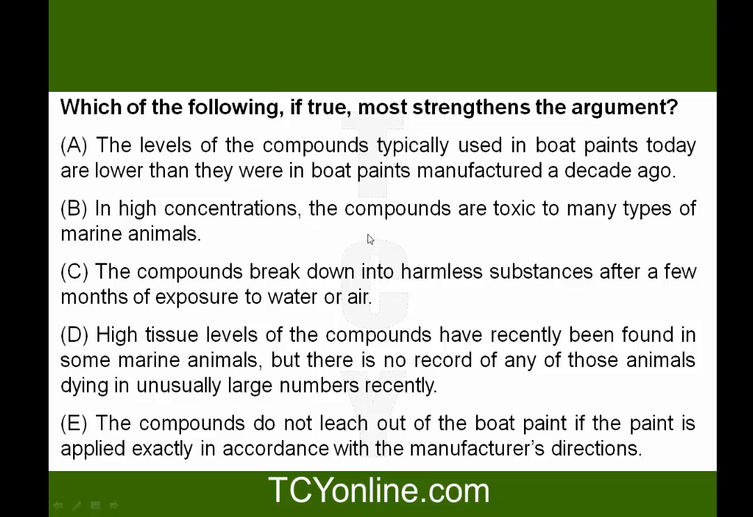Now let's see. In high concentrations, the compounds are toxic to many types of marine animals. The whole passage talks about how dolphins get infected. Nothing is discussed about marine animals. Most often in GRE or GMAT reading comprehension or critical reasoning questions, a causal relationship is discussed in the passage or argument, but you will definitely find an answer choice which talks about some sort of correlation, and that's a trap. Here they are trying to draw a parallel between dolphins and other marine animals. Never think that what happens with dolphins will also happen with marine animals. This is a trap.